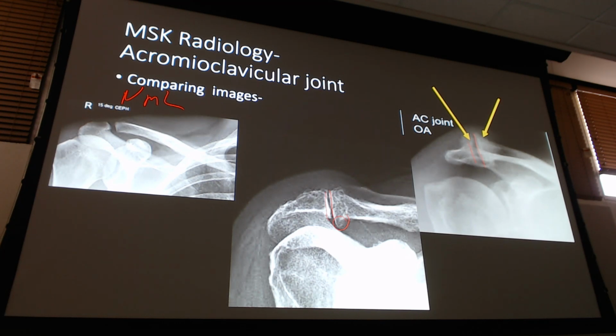This one's even more severe. It's almost got the whole joint almost kind of fused together. It's not actually fused, it just looks like that because of how severe the osteoarthritis is. So you can have osteoarthritis in the AC joint primarily in people who have a history of AC joint separation, AC joint injuries, that kind of thing.